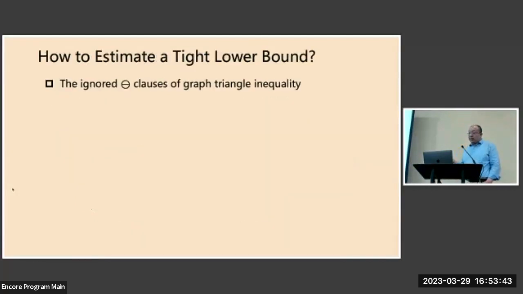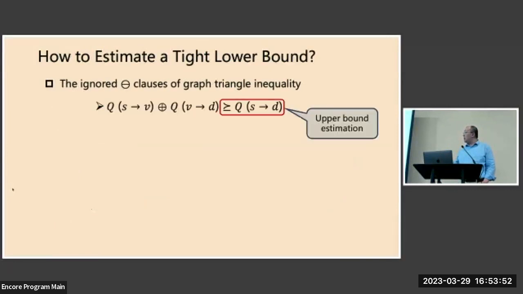Okay, so the question is how to estimate the tighter lower bound, right? So actually, it is quite intuitive, and it's ignored in the previous system. So basically, in the previous system, when they computed the upper bound, they used the triangle inequality here, right? So from S to D, it's used like a V, and so the upper bound of that is this one, right? Of course, it can be changing based on selection of V.